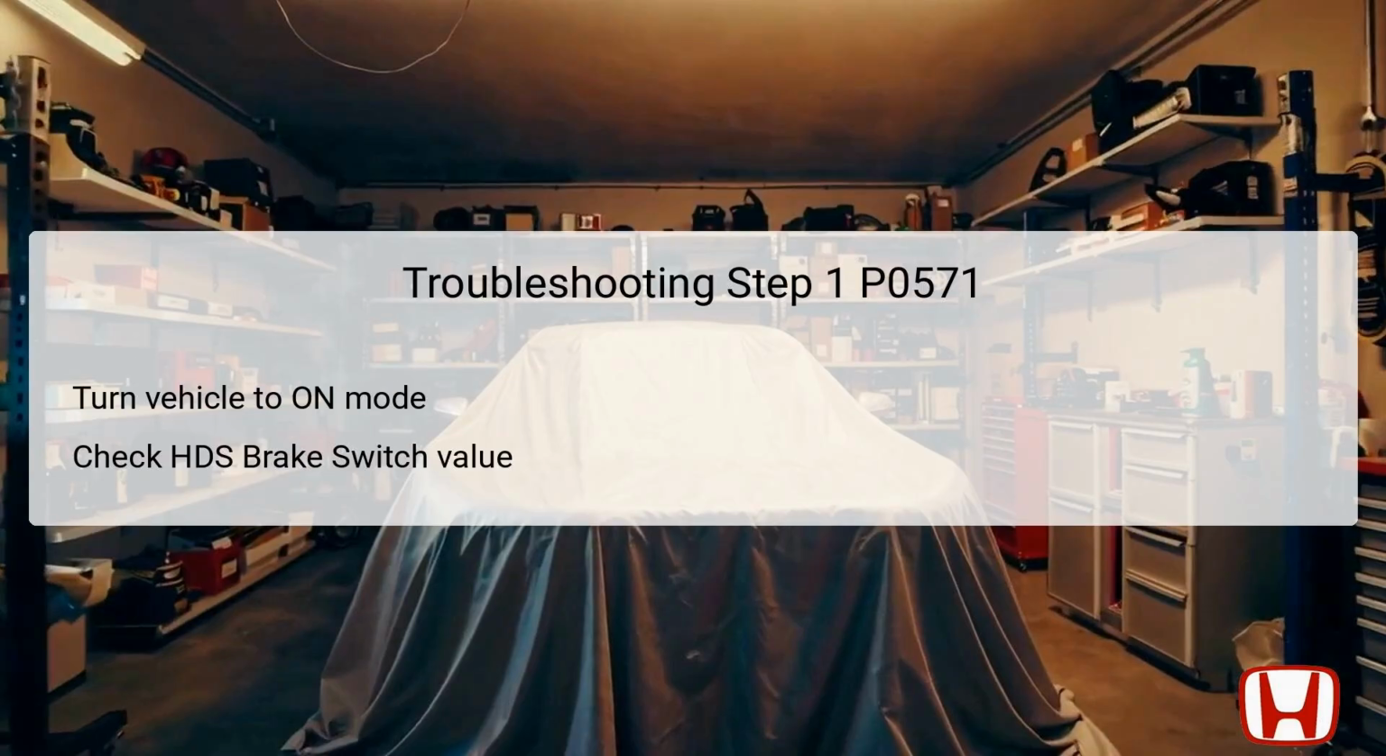The first step in troubleshooting DTC P0571 involves preparing the vehicle for diagnostic checks by turning the ignition to the on mode without starting the engine. This step activates the vehicle's electrical systems and prepares the diagnostic equipment for inspection.